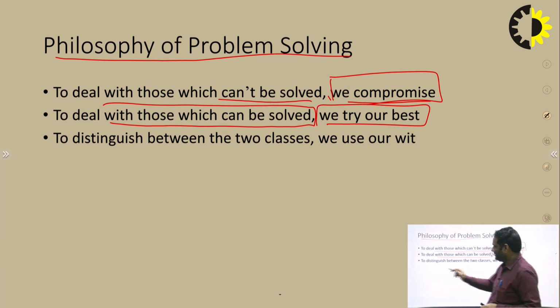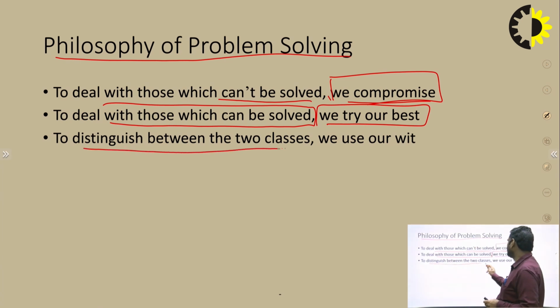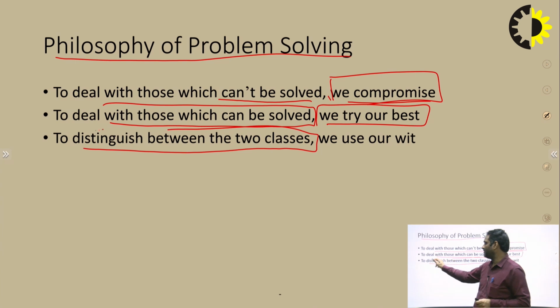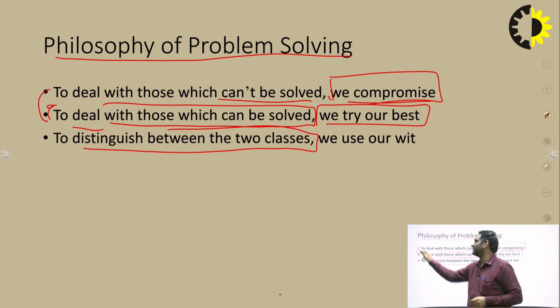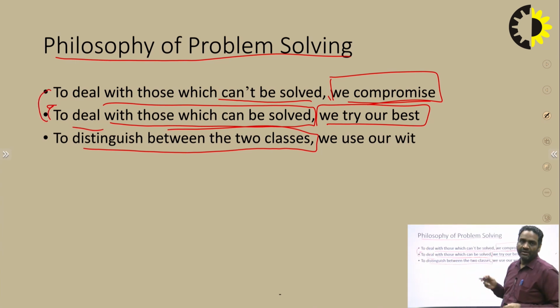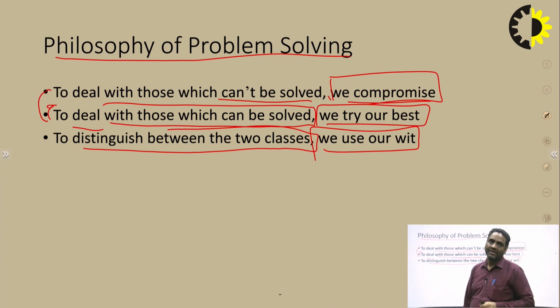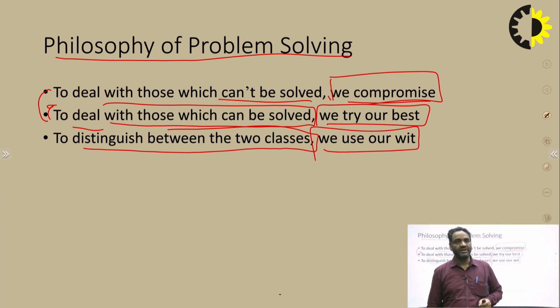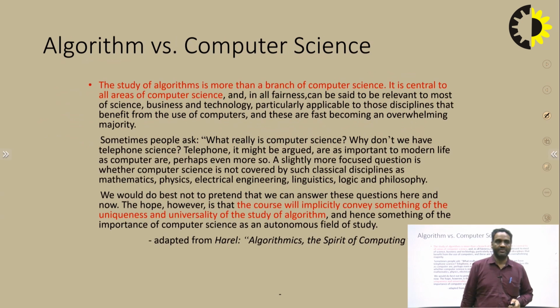And the third, to distinguish between the above two classes, the first and second case. In the first, we have a problem whose nature is that it cannot be solved, and the second can be solved by a number of solutions. We use our wit. These are the three philosophies that we generally follow for solving any given problem.